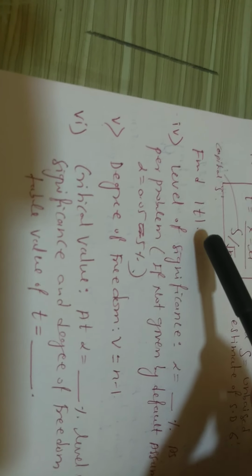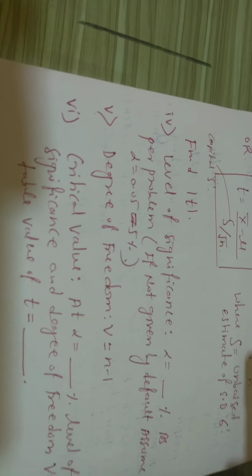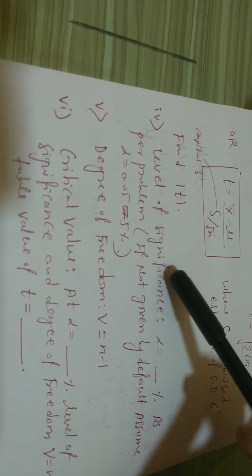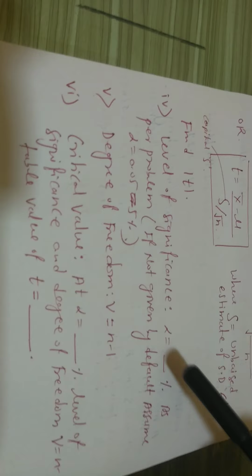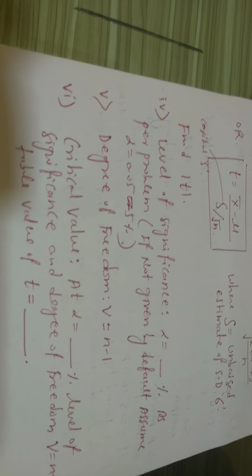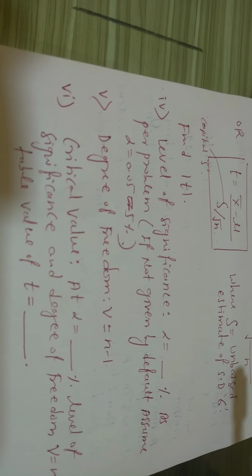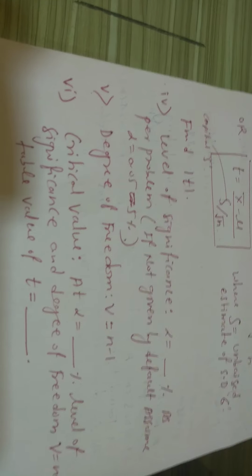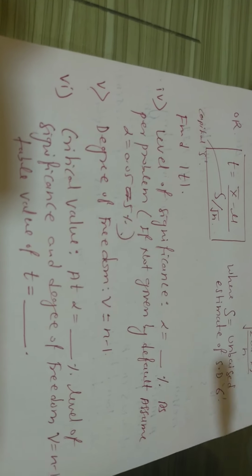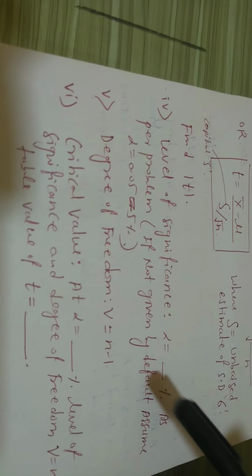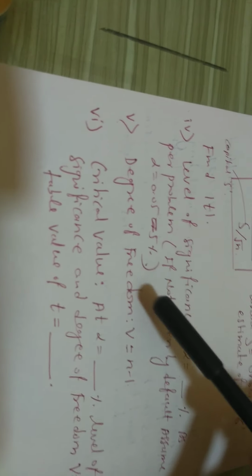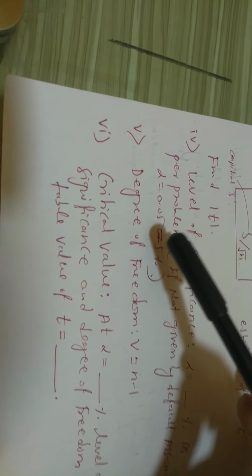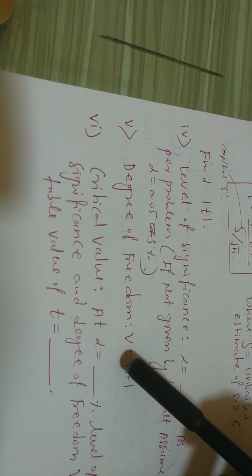After the fourth step, what do you take? Level of significance. The level of significance depends on the problem. They will give it at the end, for example 5%, 2%, 1%. If not given, then by default you consider 5%, that is 0.05. How to find the degree of freedom? That is the fifth step. The degree of freedom is the number of elements in the sample, n minus 1.